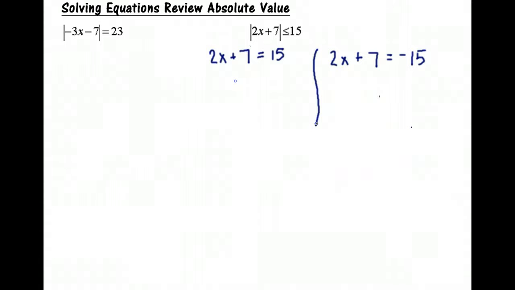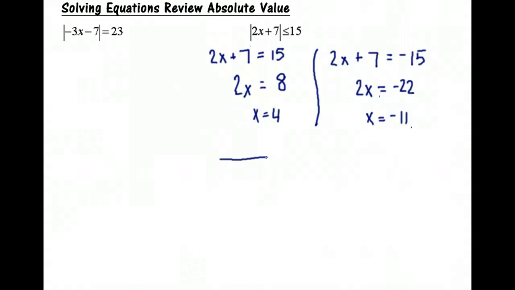So if we solve both the positive and negative case here, in the positive case we're going to subtract 7 from both sides. So 2x equals 8 when x equals 4. So there's one of our boundaries. We subtract 7 from both sides over here, and we're left with 2x equals negative 22, which leaves us with another critical value of negative 11. So there's your boundaries. And what we're going to do at this point is put those on a number line. I'm going to do a better number line than that.